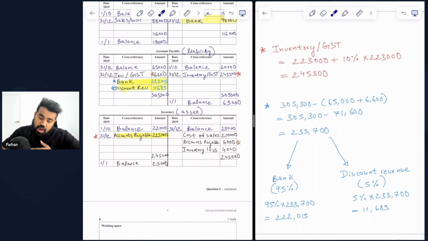let me take you to the right hand side for the workings. So you can see 305,300 is the total for what we got on the credit side. Then we subtract what we have been given, excluding these two, on the debit side, which is 65,000 and the 6,600, which means 233,700 must be the deficit that needs to go on the debit side to ensure the whole ledger account is balanced.